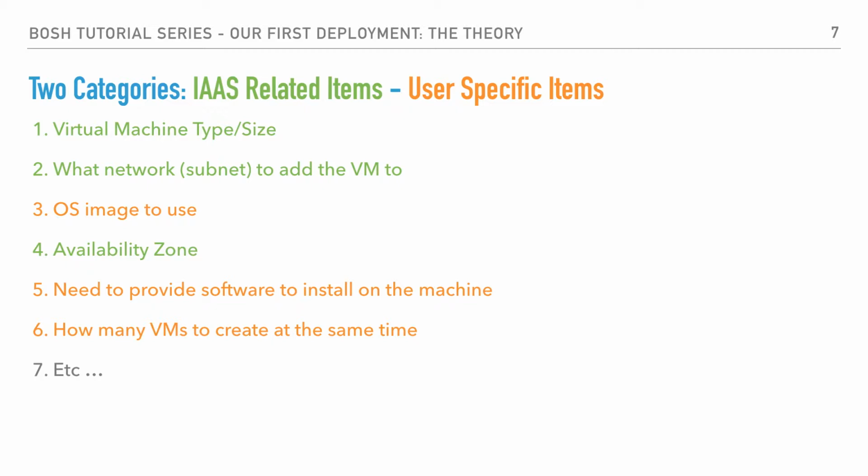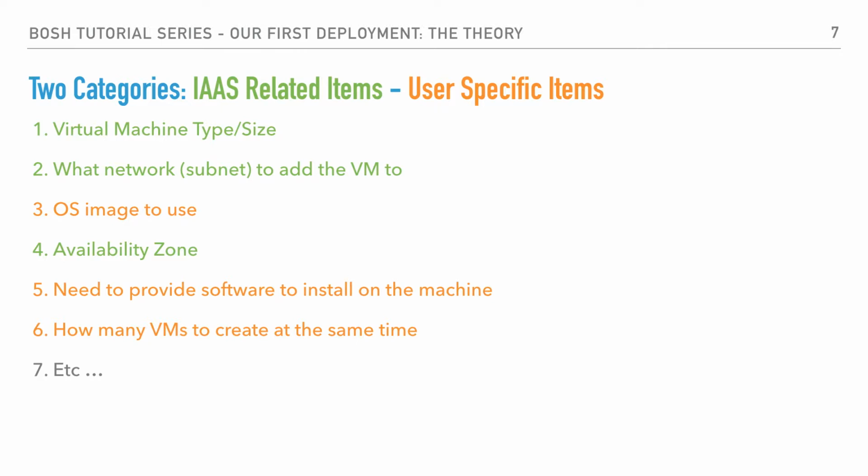For example, the virtual machine type, let's say T1 small, T2 small, large, etc. Those are IaaS specific. This is, let's say, an Amazon specific property. Also, for example, the network, the subnet to add the VM to. We probably need to create that subnet somehow on AWS, and it's the AWS configuration, and we need to provide it. So this is also related to the IaaS.